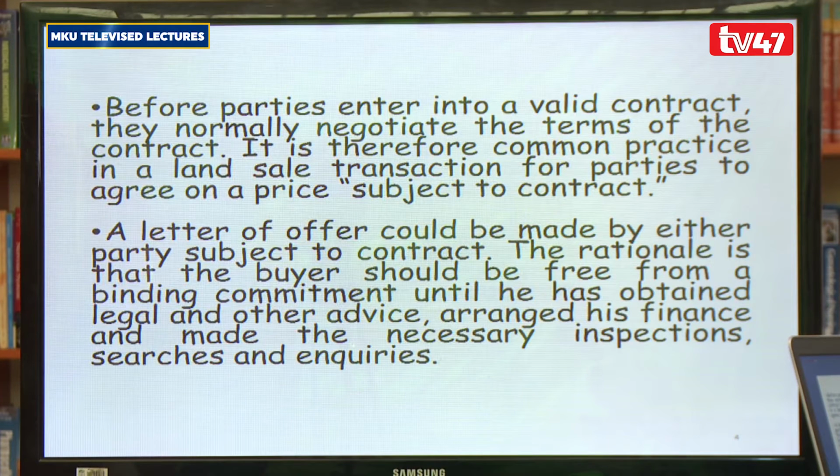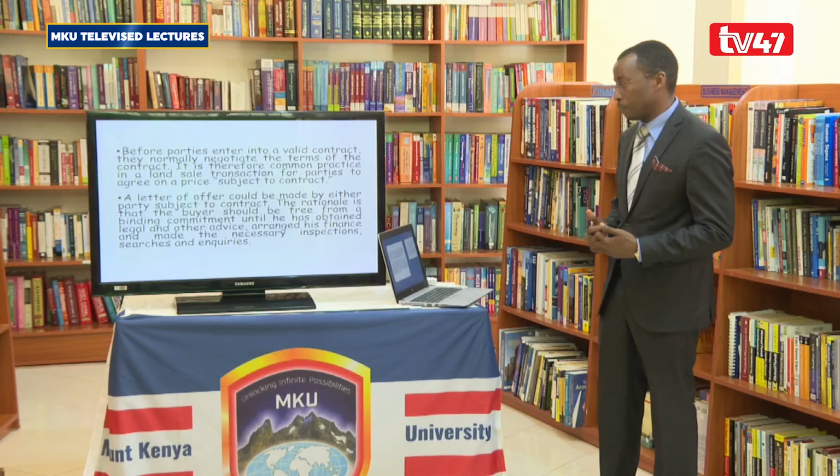But before parties can even enter into the contract itself, the written contract, it is common that terms and conditions have to be negotiated between the parties. And it is only when these terms have been negotiated between the parties and the parties are satisfied with the negotiations and the terms, only then would the contract be reduced into writing.